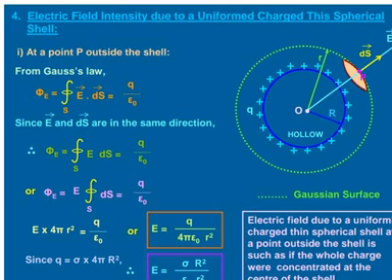Now there will be three regions again. First one inside the shell, second one on the surface of the shell, and third outside the surface of the shell. Here we have considered firstly a point outside the shell. Now point P is outside the shell, at a distance small r from the center of the shell O, and the charge Q is uniformly distributed over the surface of the shell, and sigma is the surface charge density. Now by using Gauss theorem, firstly what we have to do?